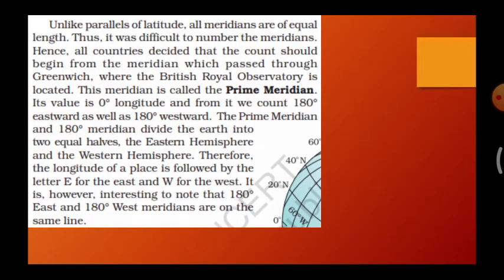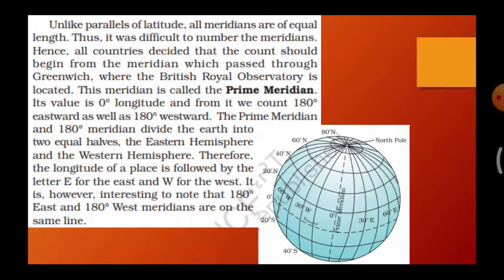Unlike parallels of latitude, all meridians are of equal length. Thus, it was difficult to number the meridians. Hence, all countries decided that the count should begin from the meridian which passed through Greenwich, where the British Royal Observatory is located. This meridian is called the prime meridian.